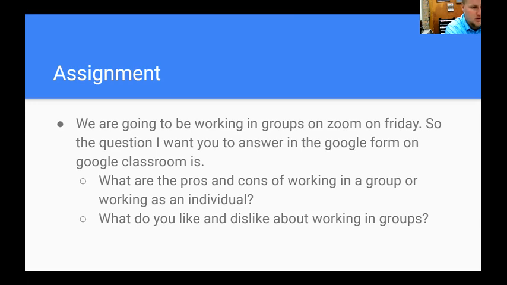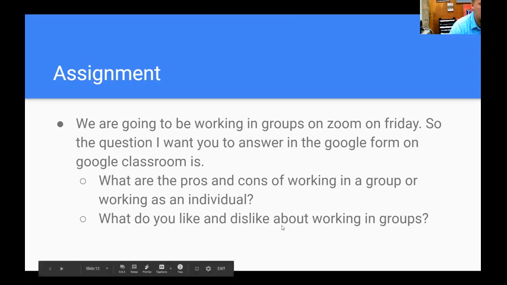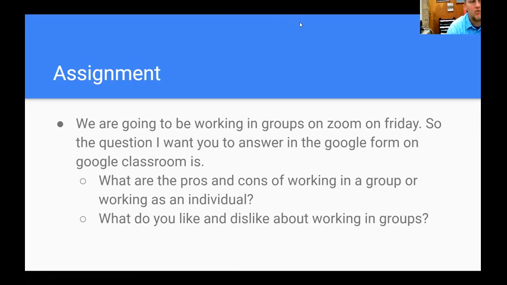The second question is what you like and dislike about working in groups. For the first one, I more want to see what you think are the benefits of working in a group or not working in a group, and the benefits of working as an individual and not working as an individual. For the second question, I want to know what you personally like about working in groups, and what you personally dislike about working in groups. That will wrap up this section of the unit. We want to know those answers so we're able to see how you feel about working in groups and everything like that.